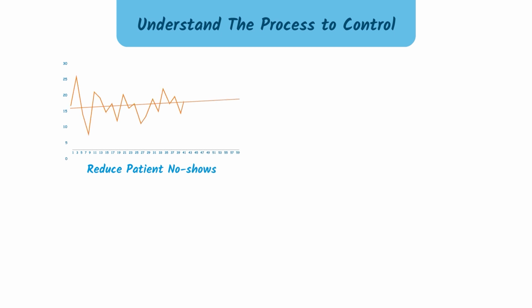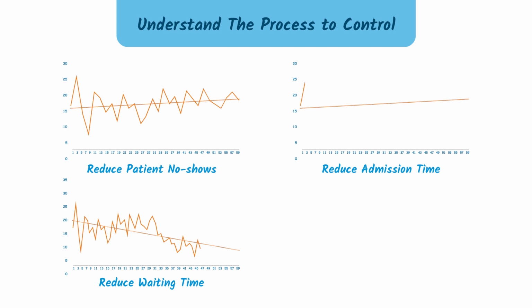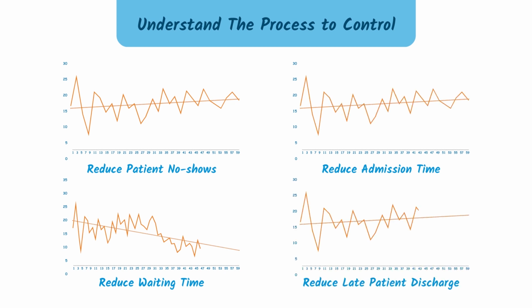Like in Carrie's case, patients not showing up for their appointments has a process behind it. Patients waiting in the waiting room is a process. Patient admission is a process, so is patient discharge. So if we could establish control over these processes, we could get any outcome we desire out of these processes. But now the question is how?